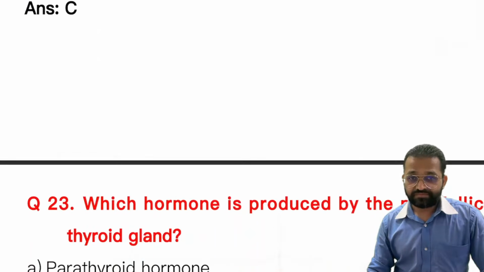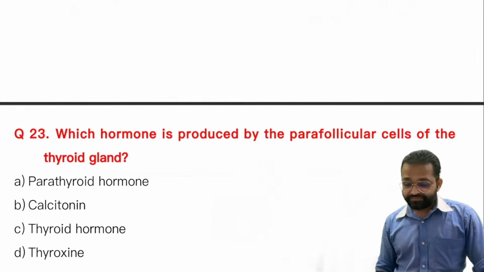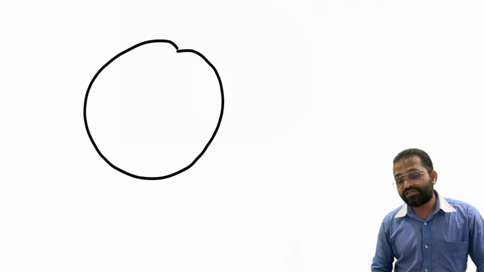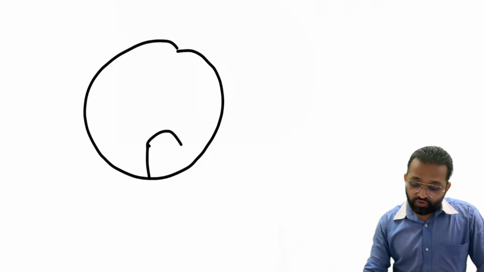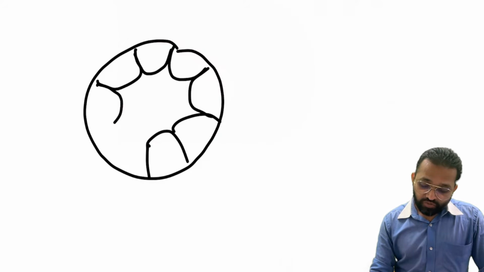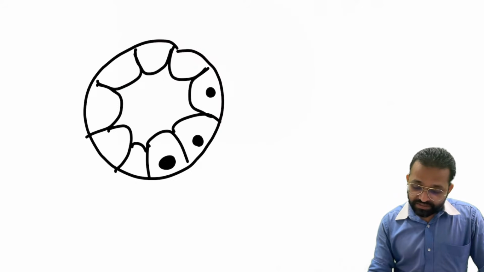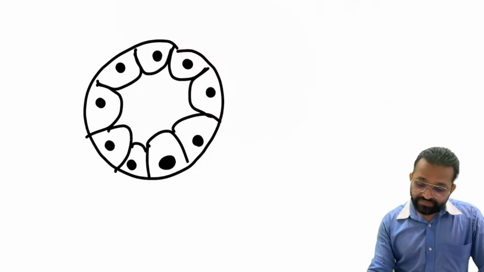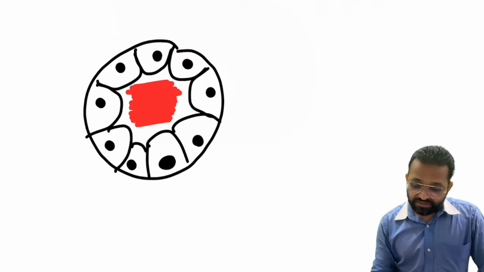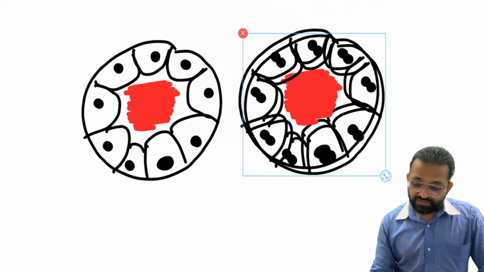Come to the next. Which hormone is produced by parafollicular cells of the thyroid gland? Thyroid gland is important. Look here. When you see the thyroid gland, you will see the follicles. The cube-shaped cells, cuboidal cells, are located here. Nuclei are also present. They are synthesizing and secreting within the lumen. So this is the T3 T4 hormone. These are the follicles.